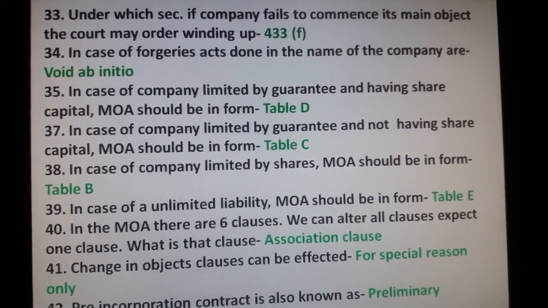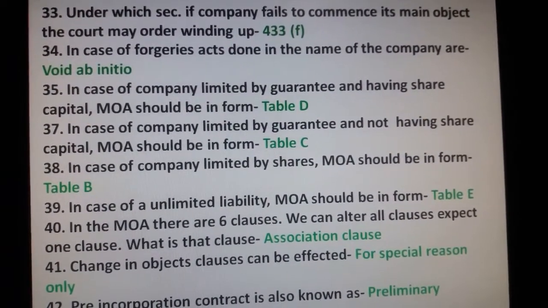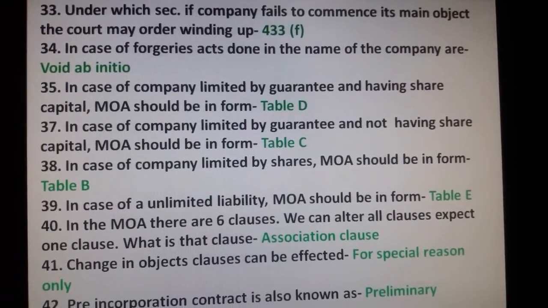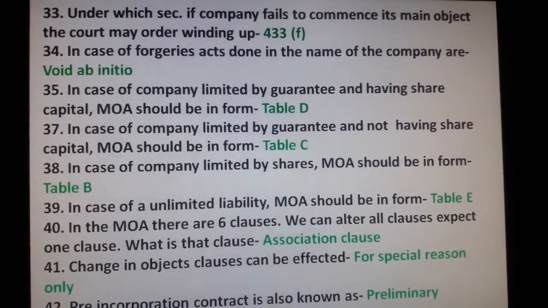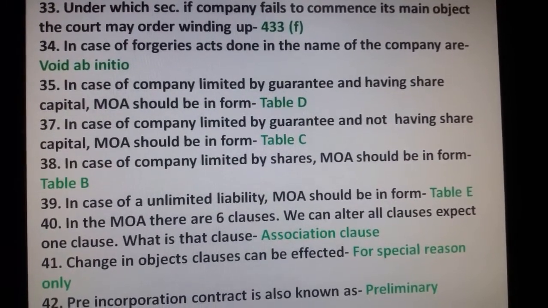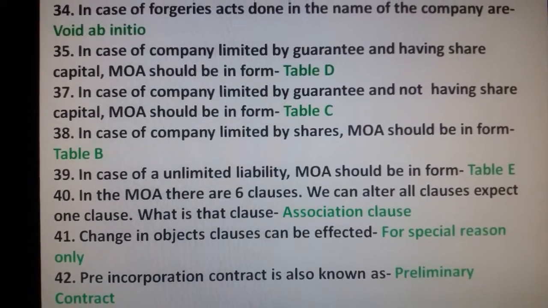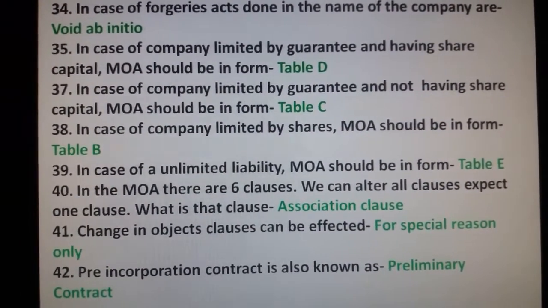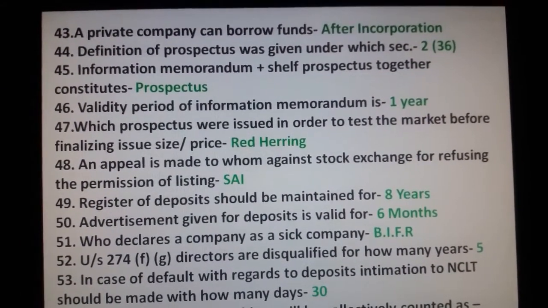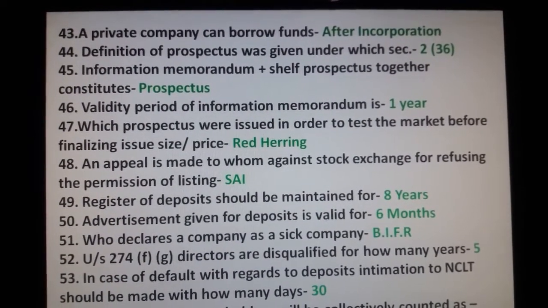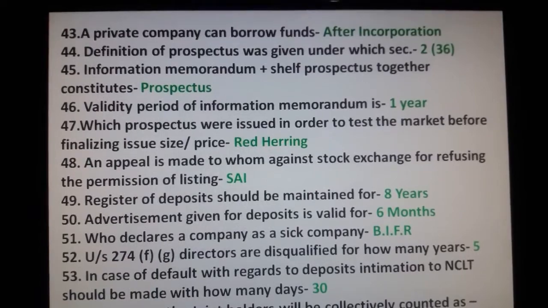In the memorandum of association, there are 6 clauses. We can alter all clauses except one clause. What is that clause? Association clause. Changes in object clause can be effected for special reason only. Pre-incorporation contract is also known as preliminary contract. Question number 43. A private company can borrow fund after incorporation. Definition of prospectus was given under which section?